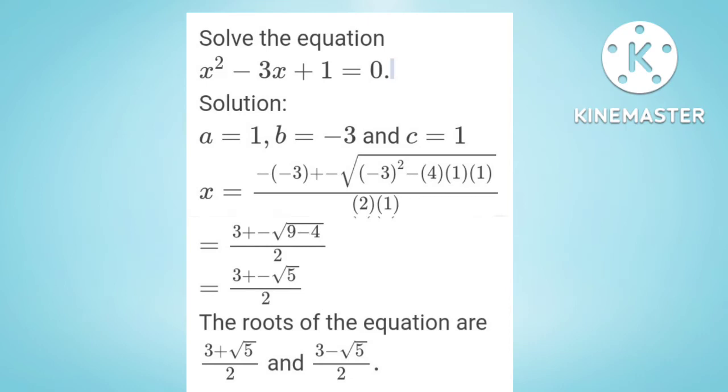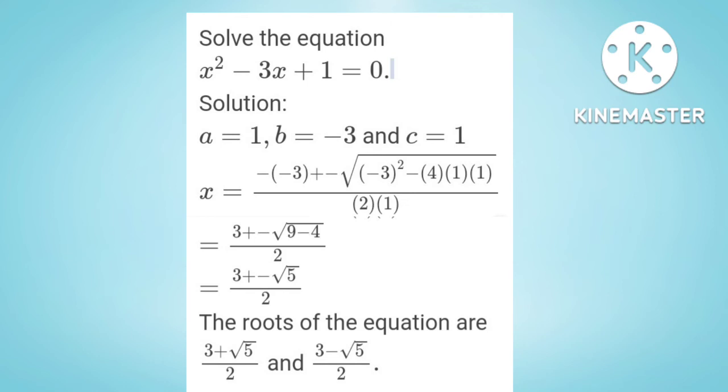So we just solve the equation x squared minus 3x plus 1 is equal to 0. Solution: a is equal to 1, b is equal to negative 3, and c is equal to positive 1. So substitute in the formula. x is equal to negative negative 3 plus or minus the square root of negative 3 quantity squared minus 4 times 1 times 1, all over 2 times 1.